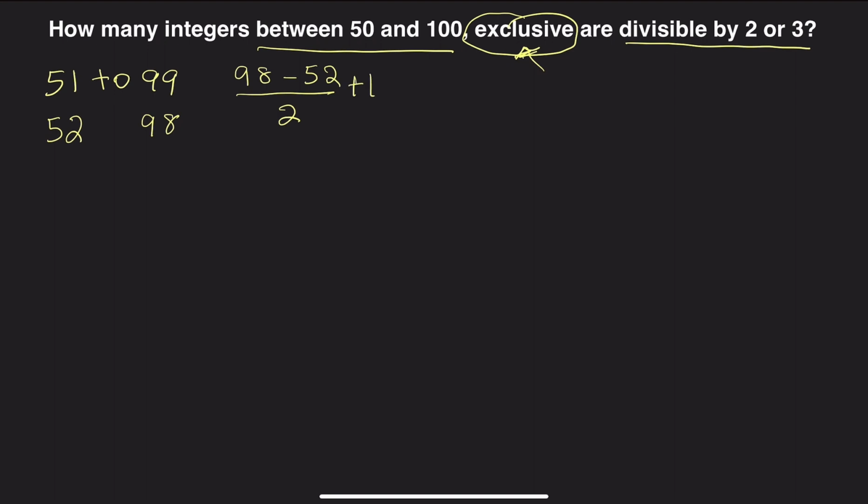And we're simply dividing by 2 because we're taking into consideration the divisibility by 2 first. And then we're adding one because we have to count the actual number of terms. That is, we have to include both the largest and smallest numbers in our calculation. That is very important. Let's do the math. So we have 46 divided by 2 plus 1, and that gives us 24.